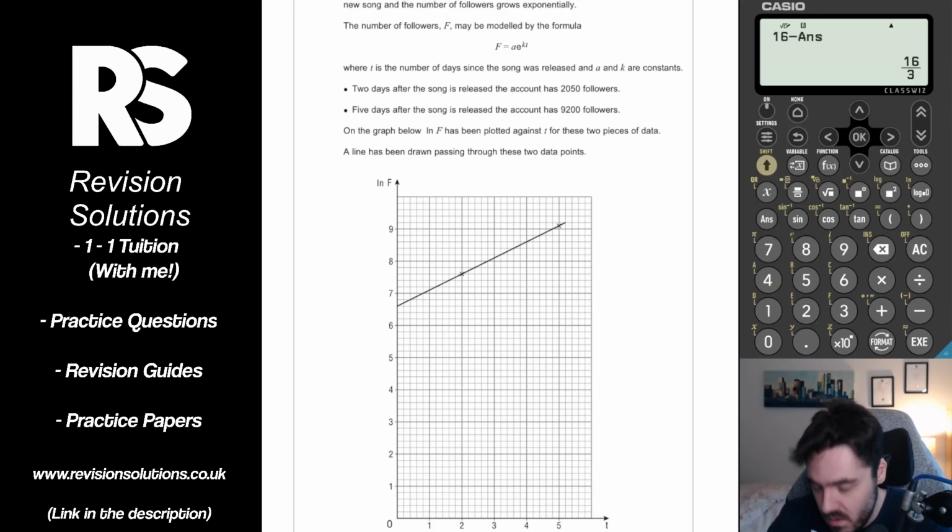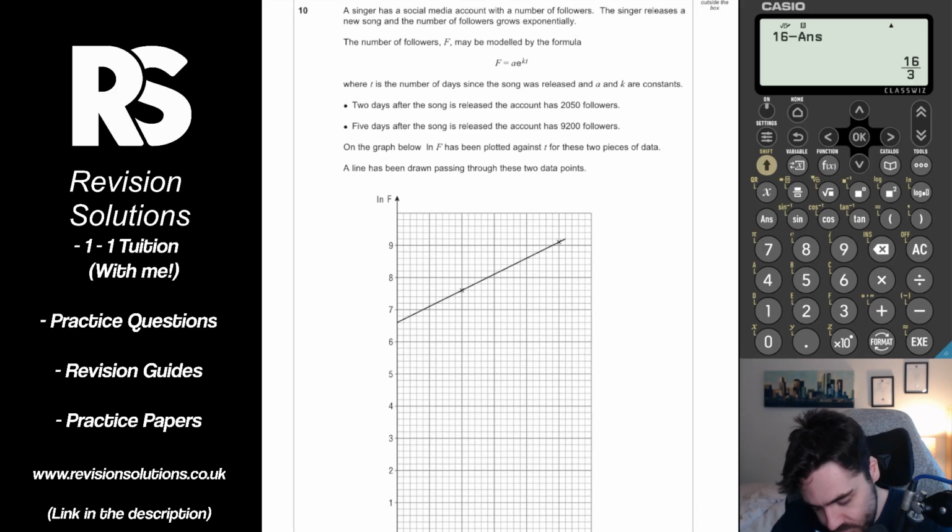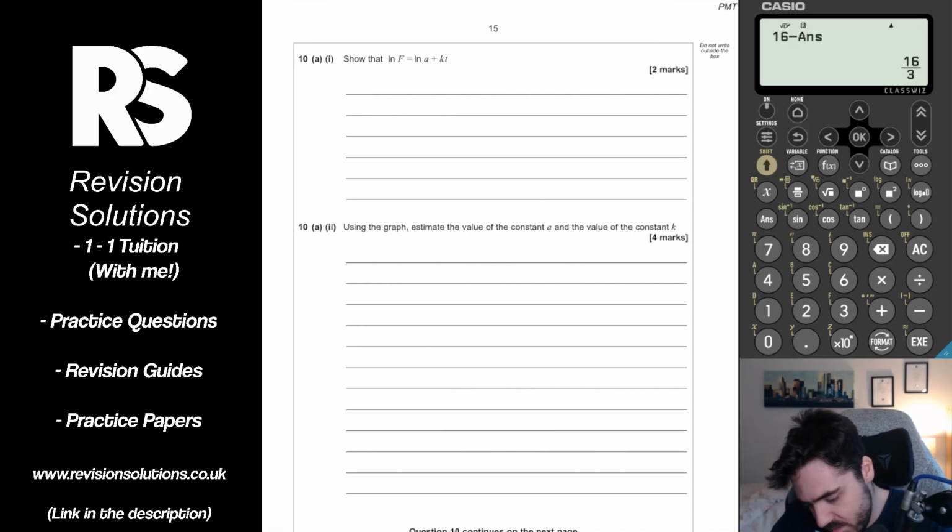So whenever we do this, we're going to be thinking about comparing the logged form of this equation to y equals mx plus c, and then we can interpret how the gradient and y-intercept relate back to the original model, the exponential model. So let's go to part 1. They're asking to write this in this logarithmic form.